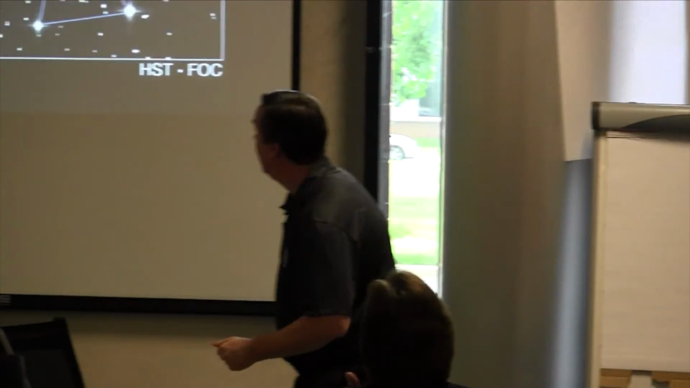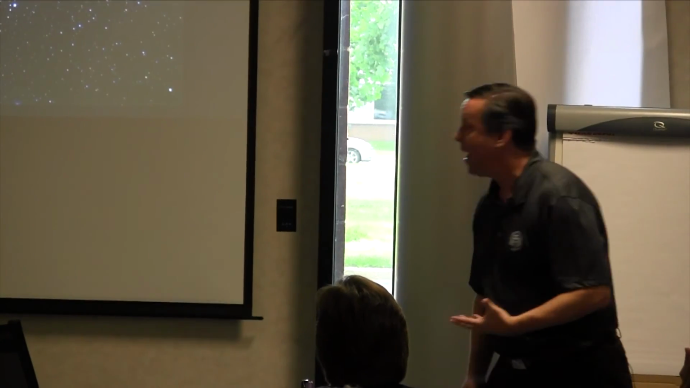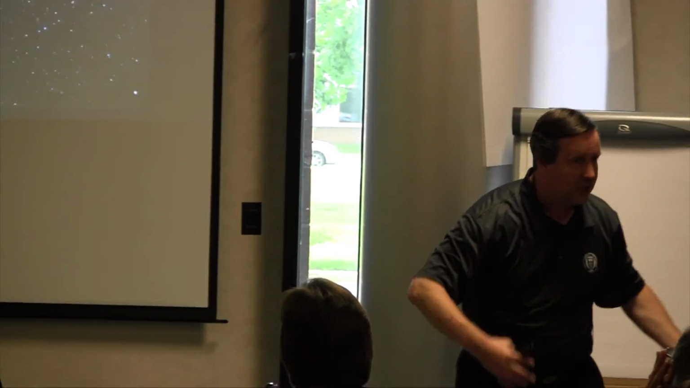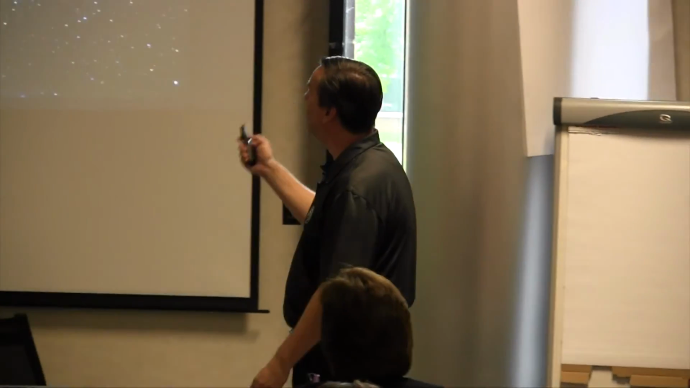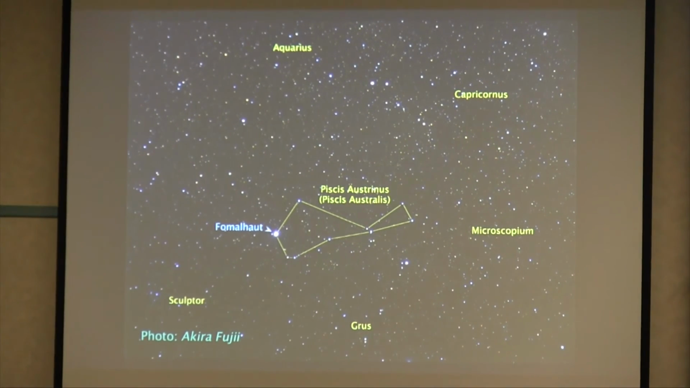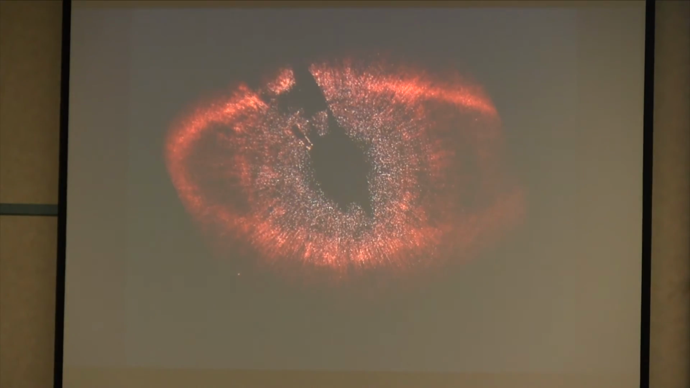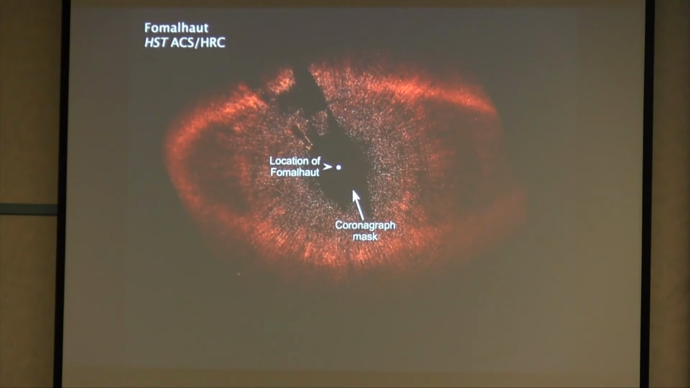All right, so we're trying to get into trying to see things. It's really difficult to see in close because of the brightness of the star. We have to block it out. So here is one star, Fomalhaut, that we're going to try and look at. All right? And so here's what we see in Fomalhaut. And I know what you're thinking. You know what that is, right? Yeah, it's the Eye of Sauron from the Lord of the Rings movies, right? No, it's not. It just has a wonderful resemblance to it.